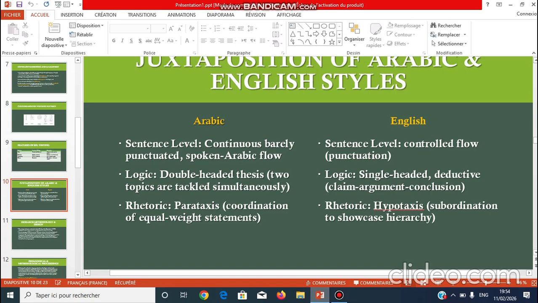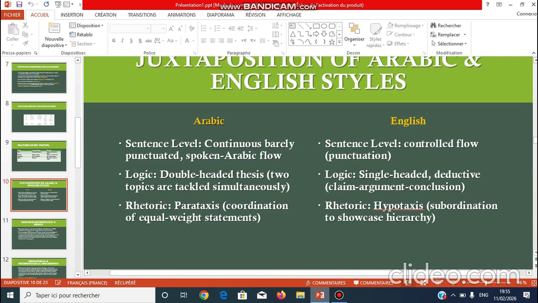Now, the exposition of Arabic and English style. Arabic: at the sentence level, continuous, barely punctuated spoken Arabic flow; logic, double headed thesis, two topics are tackled simultaneously. Rhetoric, parataxis, coordination of equal weight statements.